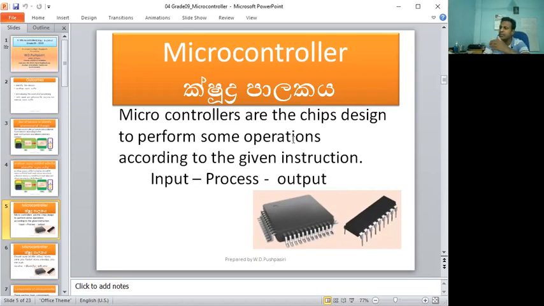According to the given instructions. We are inputting some instructions, right? According to the instructions, that microcontroller is going to process, and it gives us the output. This is the main purpose of a microcontroller. Okay, you can write down this one.